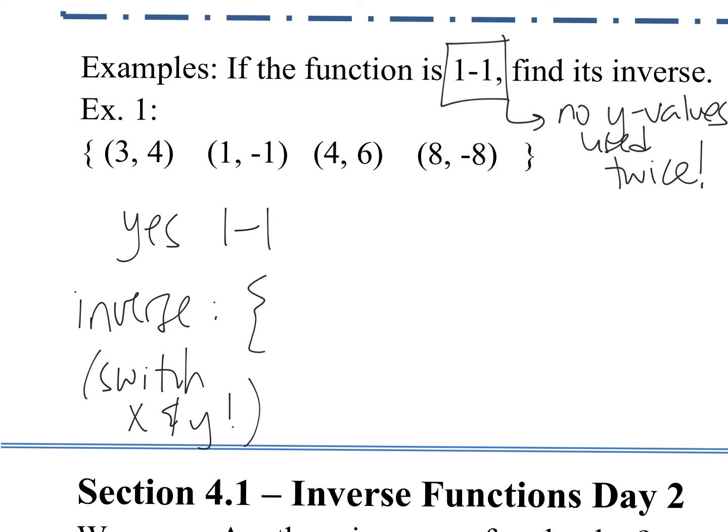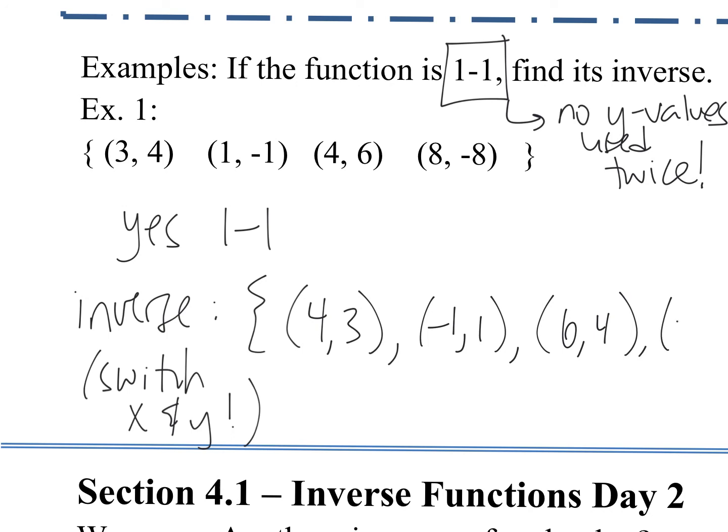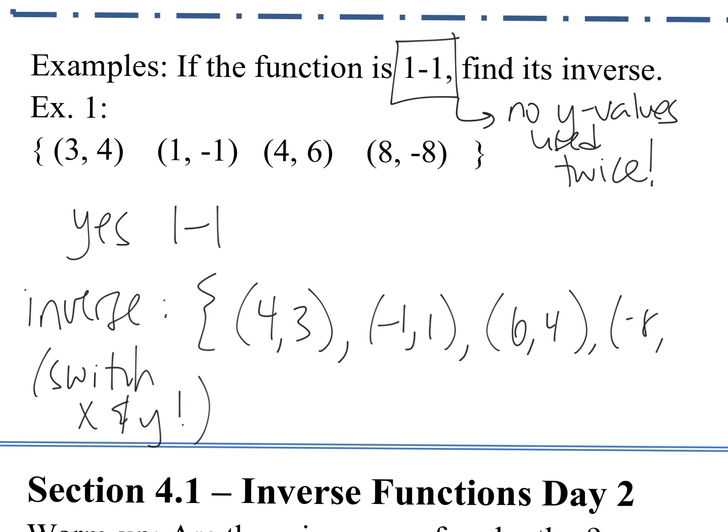So I'm going to be given these ordered pairs. So instead of 3, 4, that becomes 4, 3. And instead of 1, -1, that becomes -1, 1. All you're doing is switching the x values and y values. So 6, 4 becomes 4, 6, and -8, 8 becomes 8, -8. Okay, so there's my inverse. All you do is you switch the x's and the y's, but you do have to check first to make sure that it is 1 to 1.